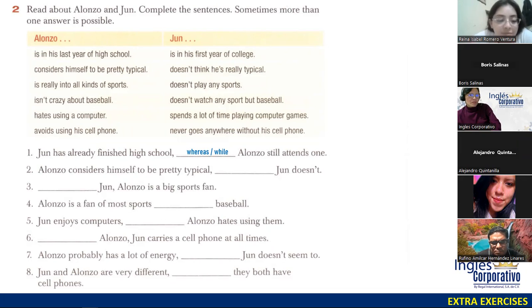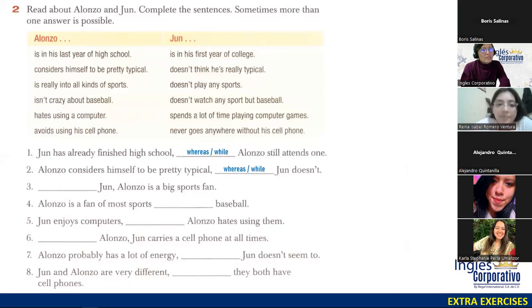Alonso considers himself to be pretty typical, whereas John doesn't. Very good. So same case, right? We can use either or. We can use whereas or we can use while John doesn't. Very good. Thank you so much.